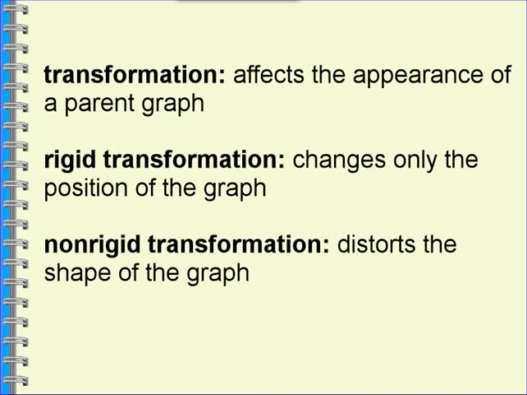And then we have what's known as a rigid transformation or a non-rigid transformation. A rigid transformation just changes the position. So where is it located? A non-rigid distorts the shape of the graph. So it either makes it bigger, smaller, somehow just distorts it, shrinks it, stretches it.